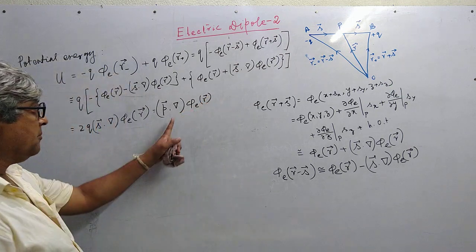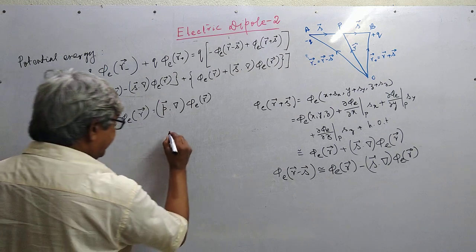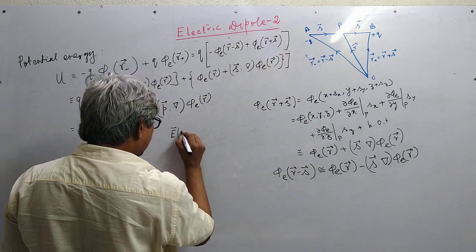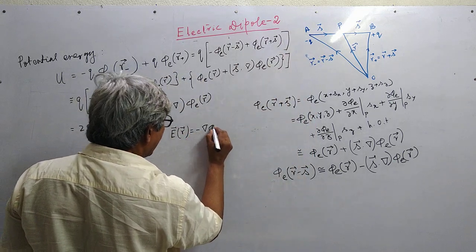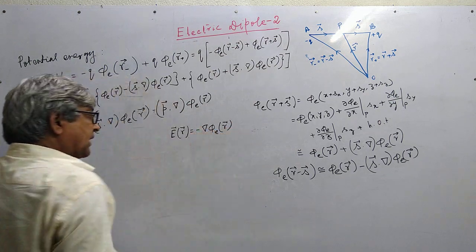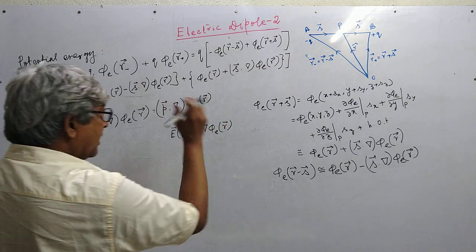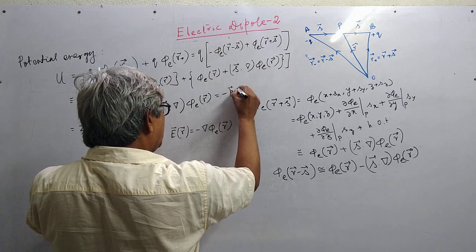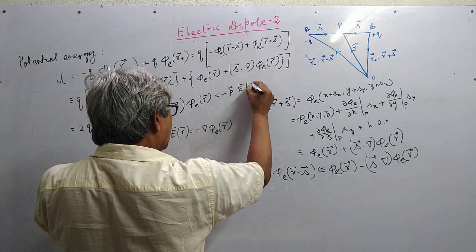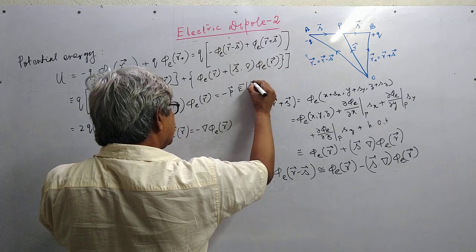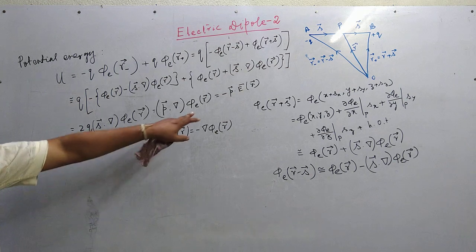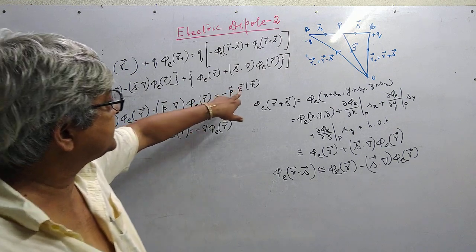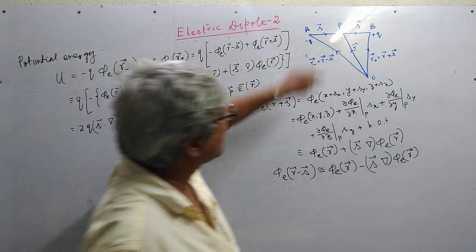Furthermore, note that the field at the point P is governed by minus grad of φ_E at R. That means the differentiation has been carried out at R. In that sense, it is minus P dot E at R. This is the expression for potential energy of the dipole in terms of potential, and this is the expression in terms of the field referring to this point.